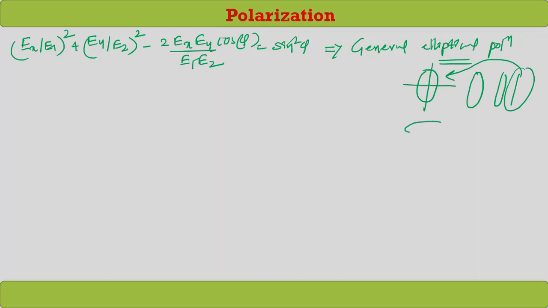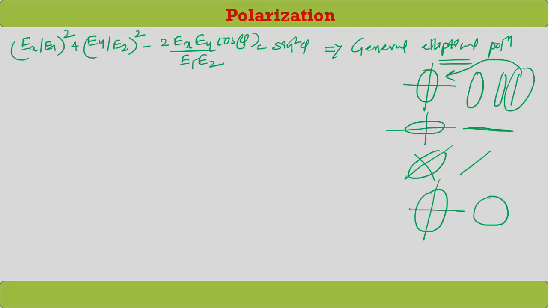For example, if your elliptical polarization is like this, with this the major axis and this the minor axis, and you make the minor axis length 0, you will get a line like this. That means you will get a linear polarization. If your elliptical polarization is like this, and you make the minor axis length 0, you will get linear polarization like this. Next, if you have control on the minor axis length or the major axis length, and you make both equal, then surely you will get a circle.